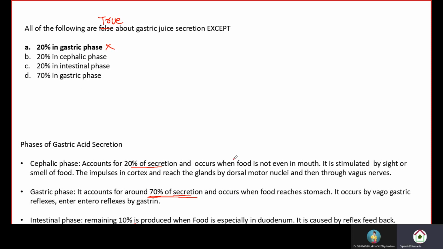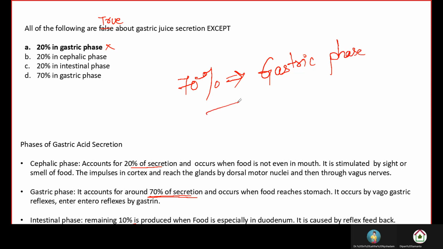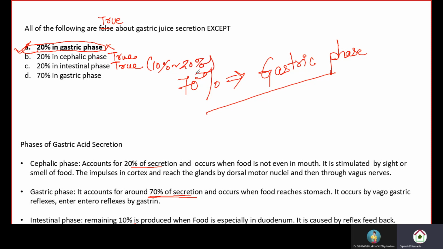Okay. So gastric phase is the largest one. 70% of gastric juice secretion accounts for the gastric phase. This is very important. So this fact is wrong. That is why this is the answer. And the rest of the options, 20% in cephalic phase is true. 20% in intestinal phase is also true. It's mentioned 10%, so approximately 20% we can consider it. 70% is also true. Okay.